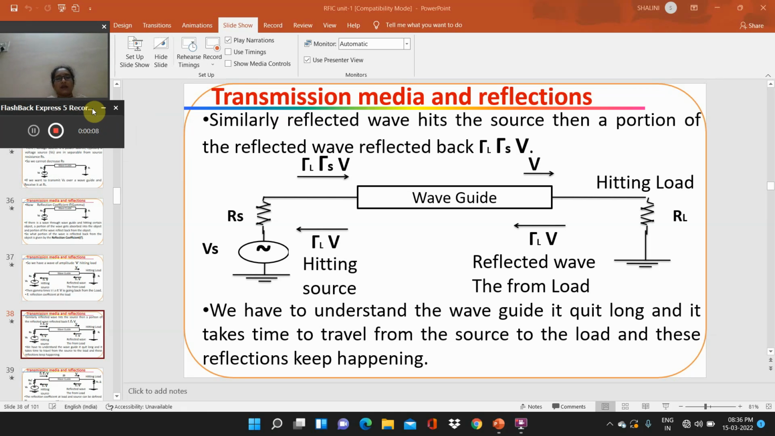So we have to understand the waveguide. It is quite long and it takes time to travel from the source to the load. And these reflections go on happening.